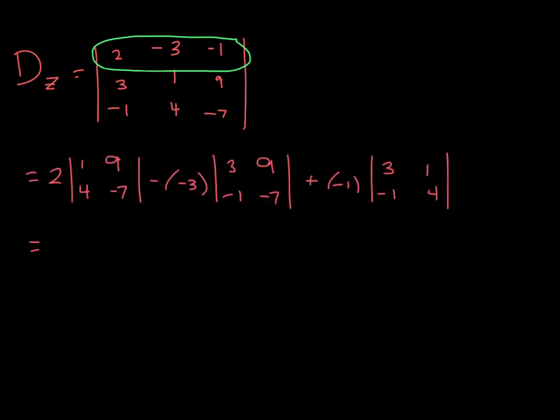Okay, I hope this first line of work here matches yours. So it's 2 times this determinant. It'll be minus -3 times this determinant plus -1 times this determinant. Now it's time to evaluate each of these determinants here.